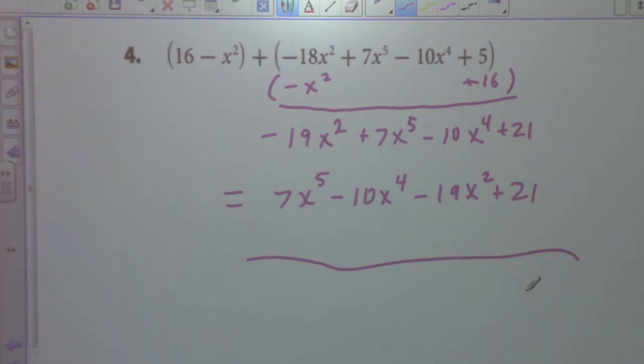Our degree is 5. Our leading coefficient is 7. All right, good job. We'll leave it there.